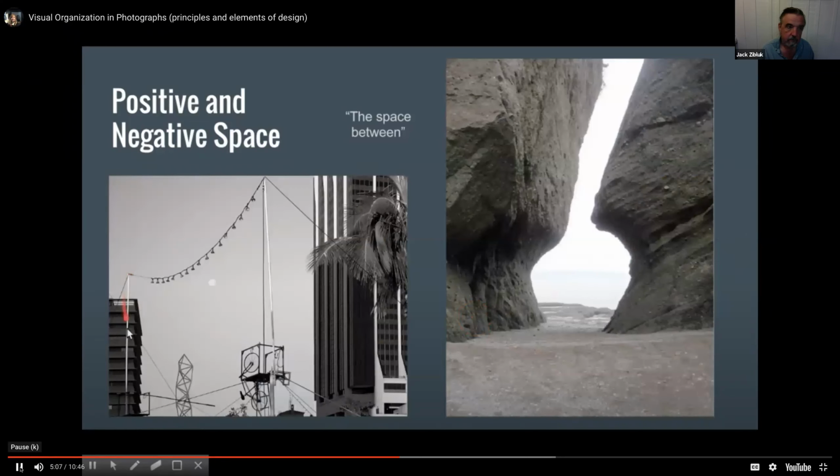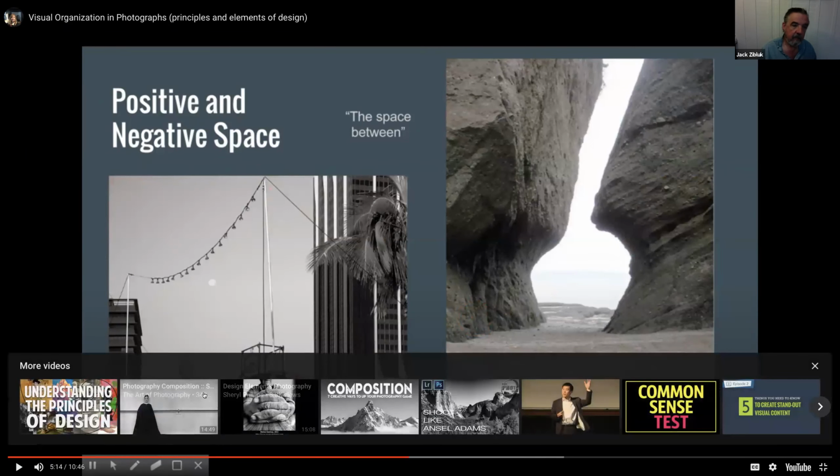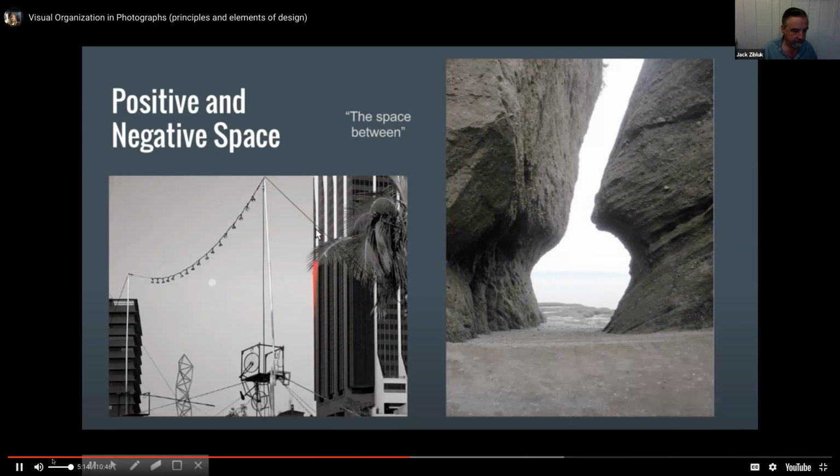If we look here, the positive space is the buildings and the wires, and the negative space are these interesting shapes that are created. I would call this a busy picture, making it hard to read because all the lines you read this way. This is a lot easier to read. Background. And here, this is this interesting space between these 2 rocks.